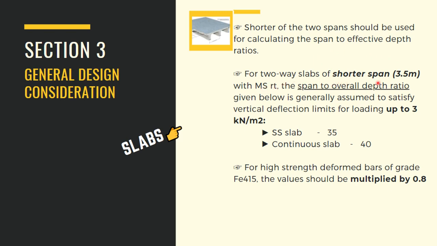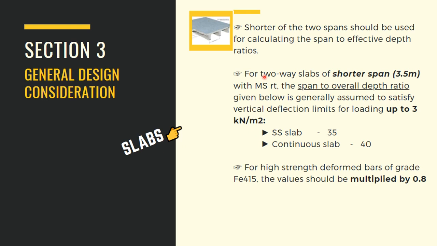For two-way slabs of shorter span up to 3.5 meter with mild steel reinforcement, the span to overall depth ratio given below is generally assumed to satisfy vertical deflection limits for loading up to 3 kN per meter square. For simply supported slab, this span to overall depth ratio is about 35. In case of continuous slab, this span to overall depth ratio is 40. For high strength deformed bars of grade Fe415 or Fe500, these values can be multiplied by 0.8. That is, we can take 80% of these values only.